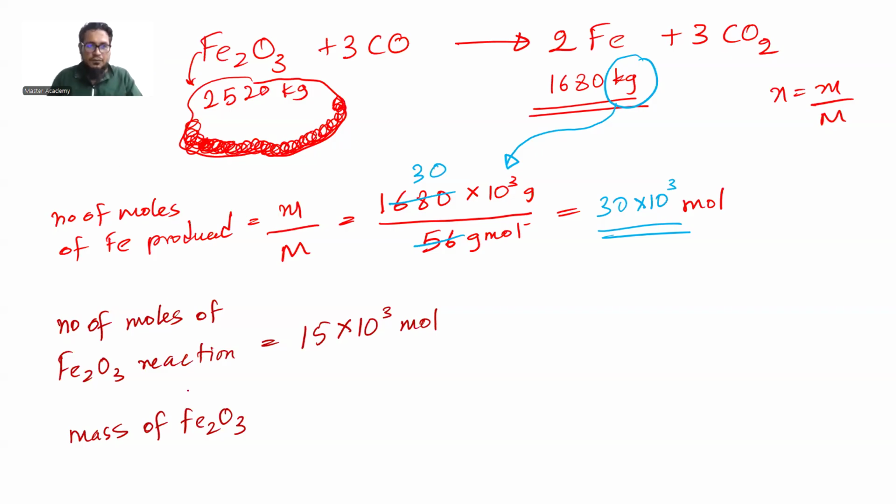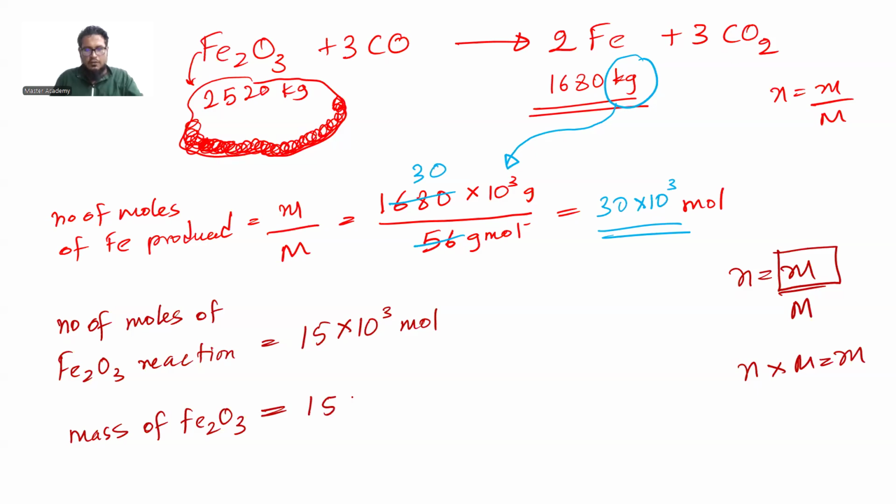So, for the mass of Fe2O3, again you use the grade 10 equation, n equals small m over capital M. If I want to find the small m, I know the n, I know the capital M, the molar mass, so I can find it. Earlier, in the previous question, we found 160. So n multiplied by capital M equals m. To find the mass of Fe2O3, I have to take 15 into 10 to the power 3 moles and multiply by the molar mass. Here I'll put the direct value 160, because in the previous question we did it, right?